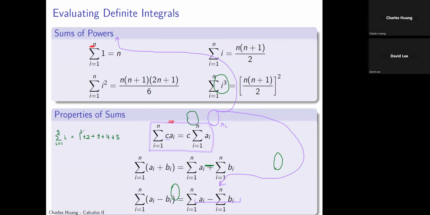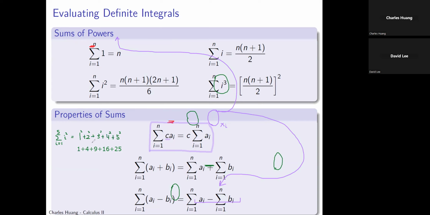If I have the square here, 1 squared plus 2 squared plus 3 squared, this means I have 1 plus 4 plus 9 plus 16 plus 25. What we are trying to tell you is that we can solve the answer using this equation.